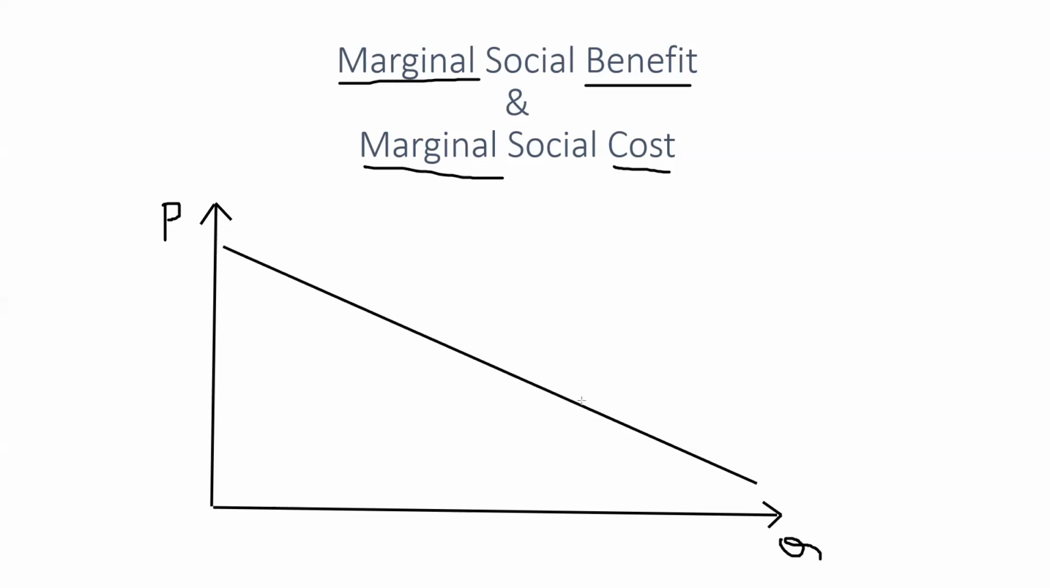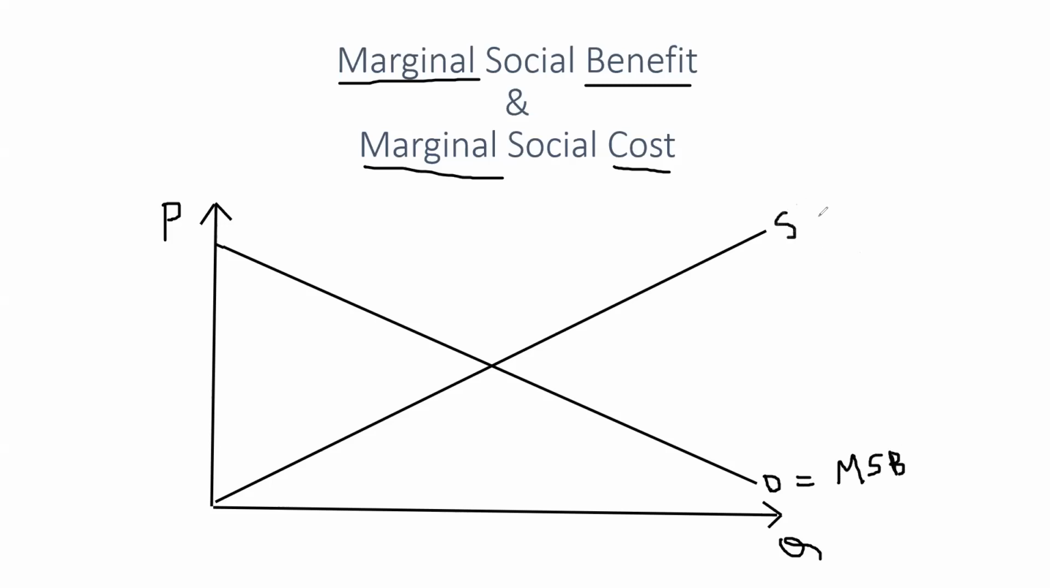This is your regular demand curve, and here is your supply curve. When we are drawing these diagrams, your demand curve actually becomes the marginal social benefit curve. It represents the marginal social benefit, and your supply curve shows marginal social cost.